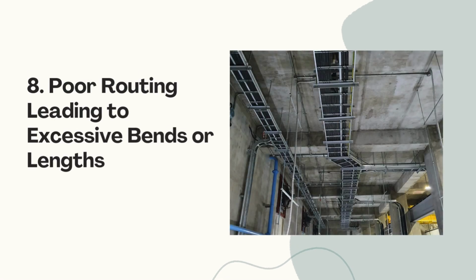Eighth point is poor routing leading to excessive bends or lengths. In some cases, pipes and cable trays take unnecessarily long and twisted routes due to poor planning. What will be the impact? Increased material cost, pressure drops in pipes, voltage drops in cables, and overall inefficiency. What will be the solution of this? Plan the most direct and logical routing during the coordination. Avoid too many bends or changes in direction unless absolutely required.